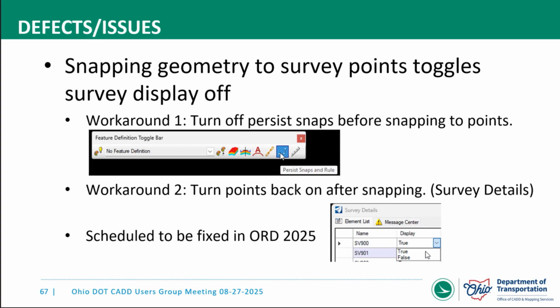Another issue was snapping geometry to survey points was actually toggling the survey display off of that point.